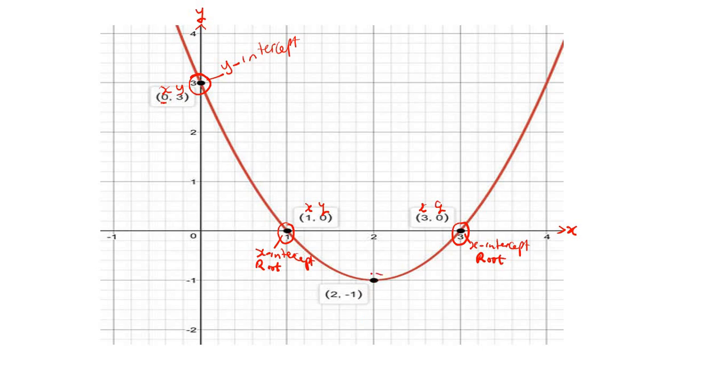So here we have our vertex. Because we have a concave up curve, we are talking about the minimum point here, and here you talk about the minimum value for our y. If you trace it, you will see that the minimum value is y equals minus 1.